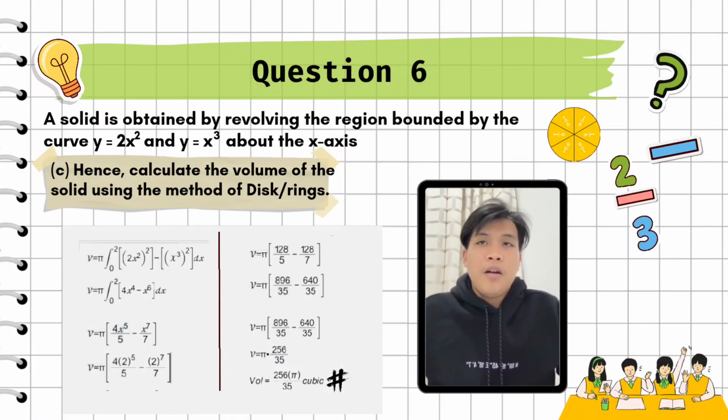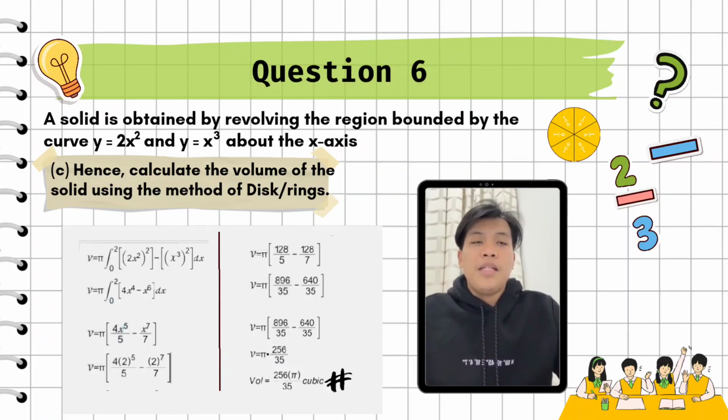So we integrate 4x⁴ first. The integral of 4x⁴ dx equals 4x⁵/5. The second is the integral of x⁶ dx, which equals x⁷/7. After we substitute this, we get the answer. Now we evaluate each term at the limits from 0 to 2.